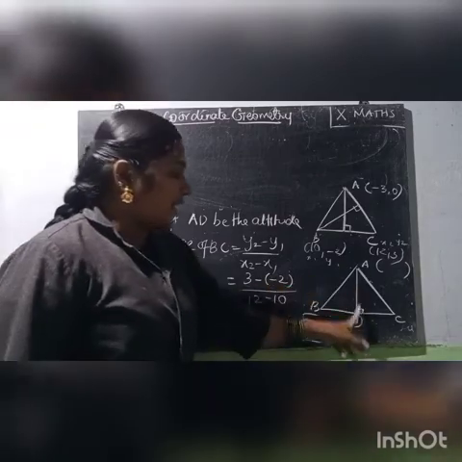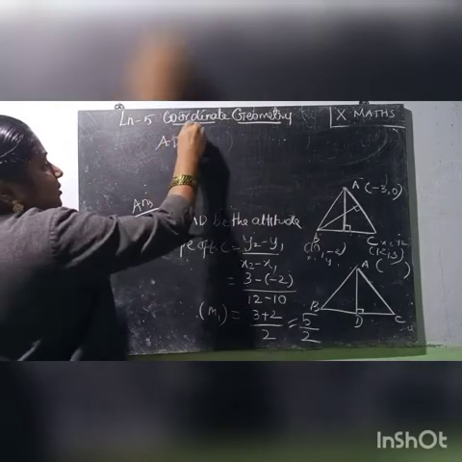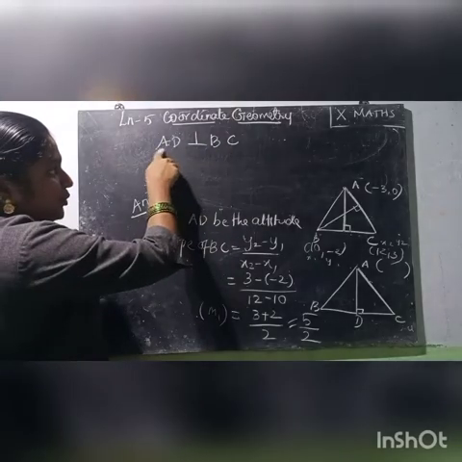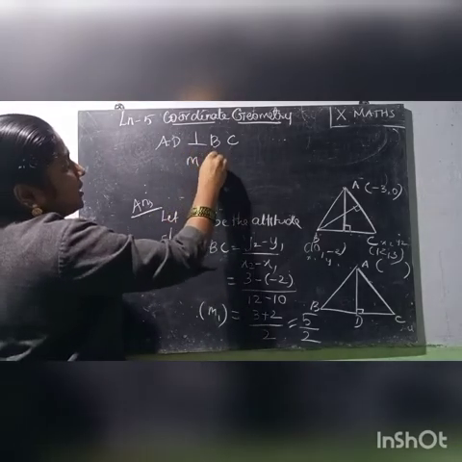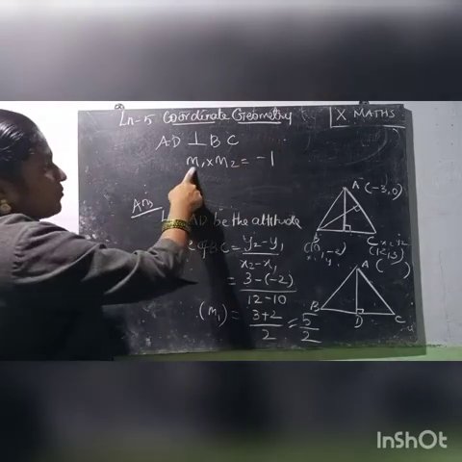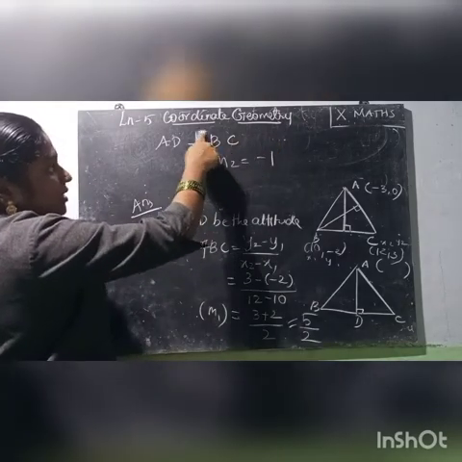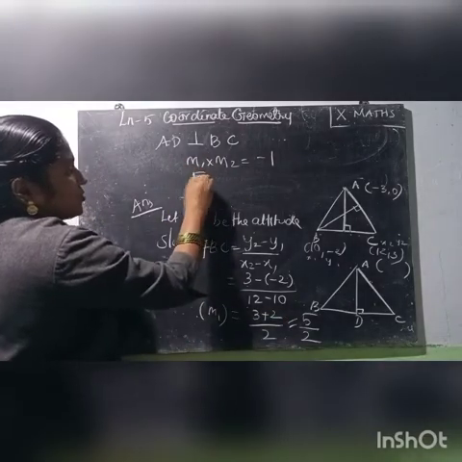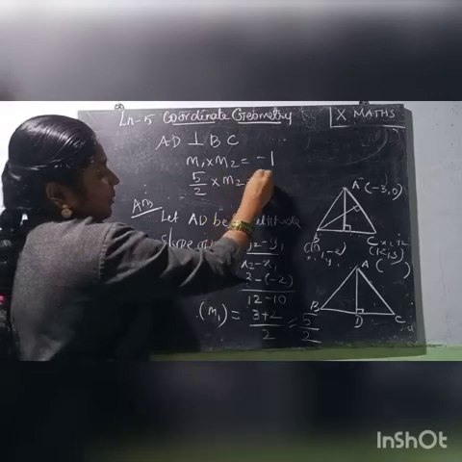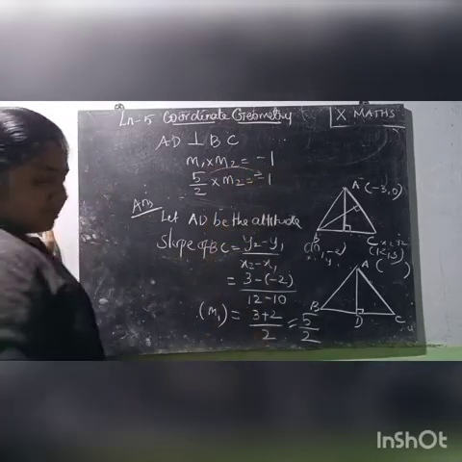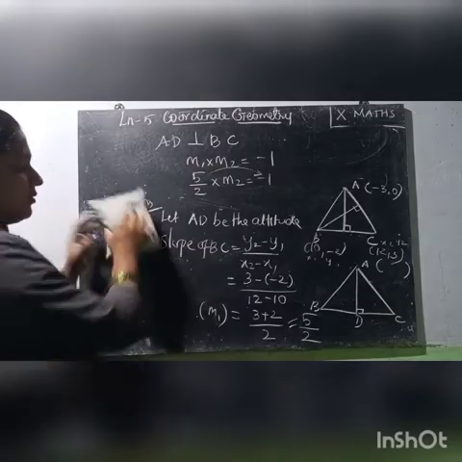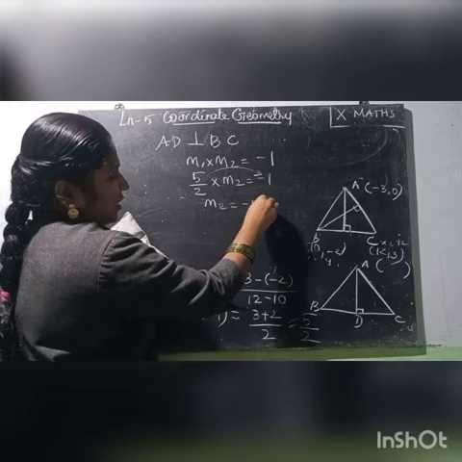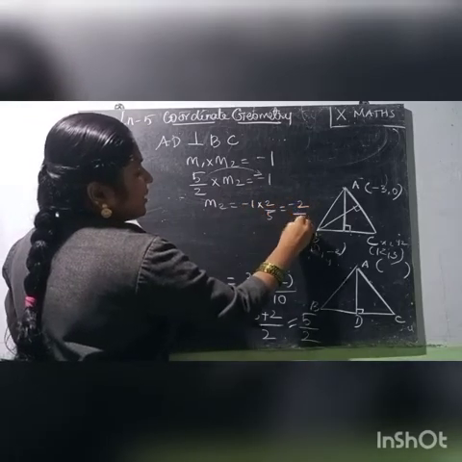We are going to find out the AD slope. We know AD is perpendicular to BC, and now we have the BC slope. We know M1 into M2 equal to minus 1, where M1 is the slope of BC and M2 is the slope of AD. The M1 value is 5 by 2, so 5 by 2 into M2 equal to minus 1. Bring this 5 by 2 here, so we will get 2 by 5. So M2 equals minus 1 into 2 by 5, that is equal to minus 2 by 5.